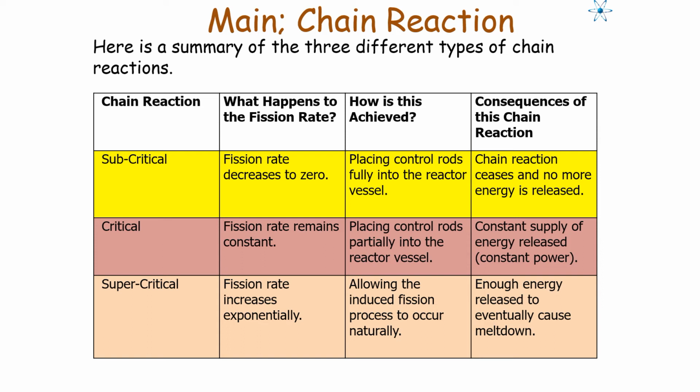Now if you have a subcritical chain reaction, the fission rate decreases to 0. You can achieve this by placing the control rods fully into the reactor vessel. The chain reaction ceases and you get no more energy.